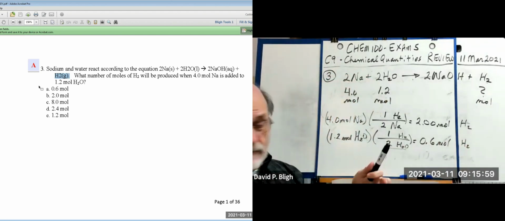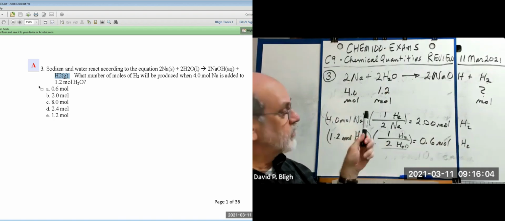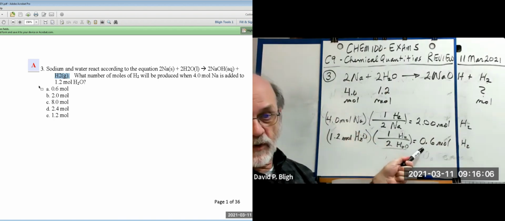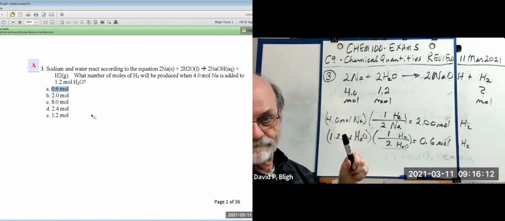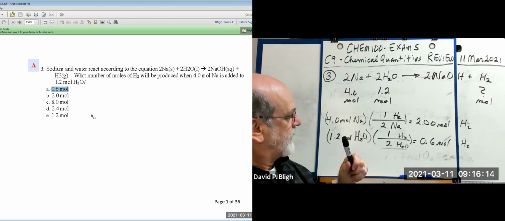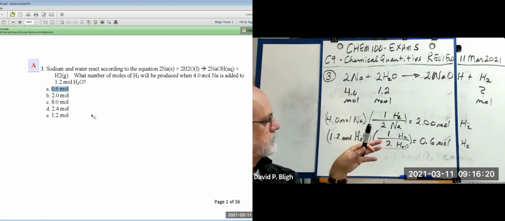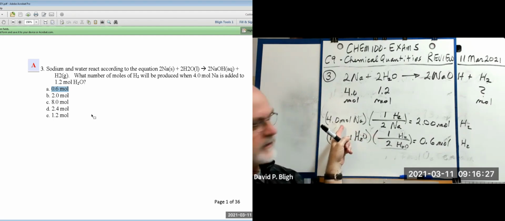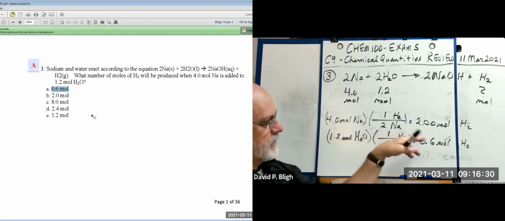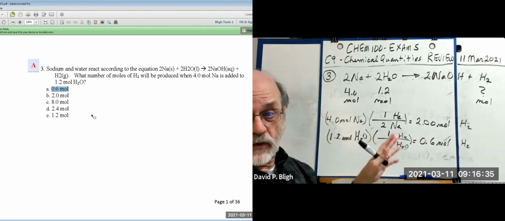So which one's limiting? Water. Water limits this reaction. Water will completely run out and produce 0.6 moles of hydrogen. That's why the answer is A. Now, how many moles of sodium are actually used in this one? We're not using all 4 moles. So how many moles of sodium are actually being used?